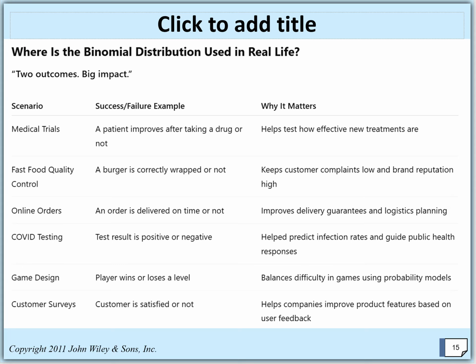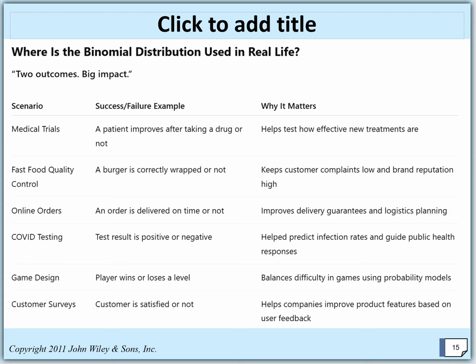Second scenario is food quality control. A burger is correctly wrapped or not. It keeps customers' complaints low and brand reputation high. Online orders: an order is delivered in time or not. Imagine you're ordering something on eBay and it arrives 20 days late. You're not going to be happy. So an order can arrive on time or not.